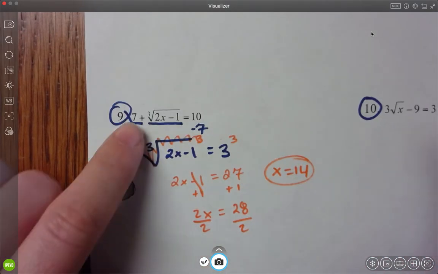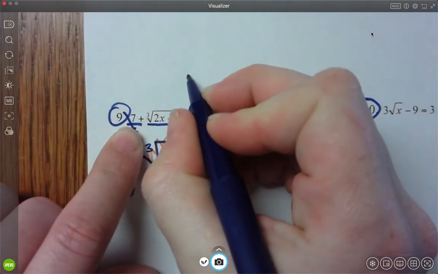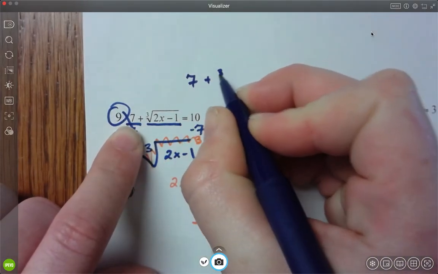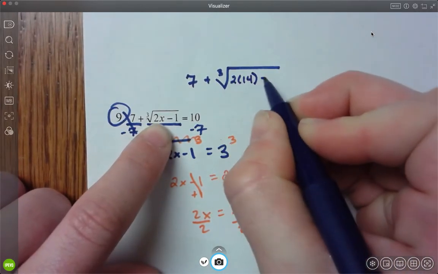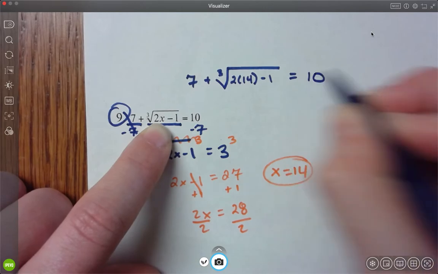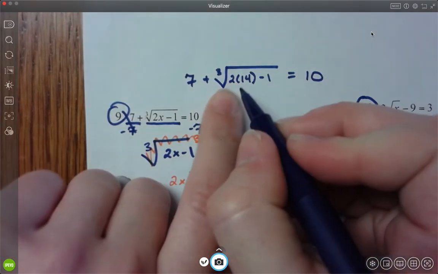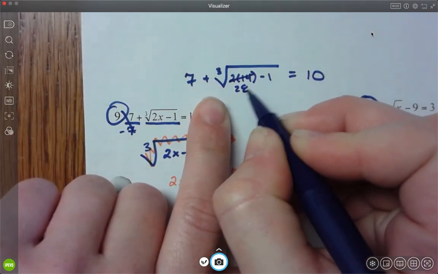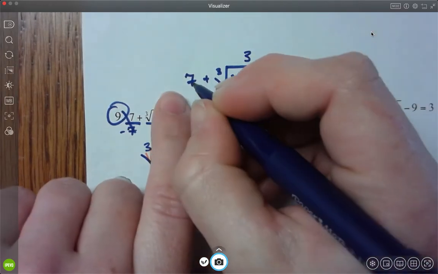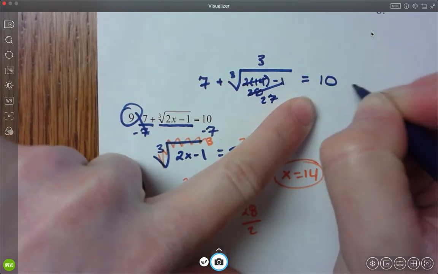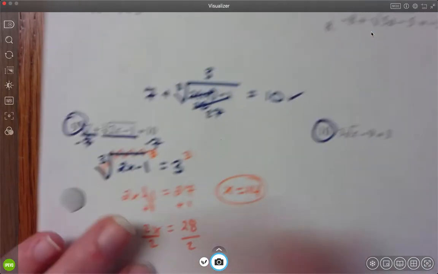Okay, let's plug back in and let's check our answer. So I have 7 plus the cubic root of 2 times 14 minus 1. And I want to check to see if that's equal to 10. So 2 times 14 is 28, minus 1 is 27. The cubic root of 27 is 3, and 7 plus 3 is 10. Check. Good. We did it right.